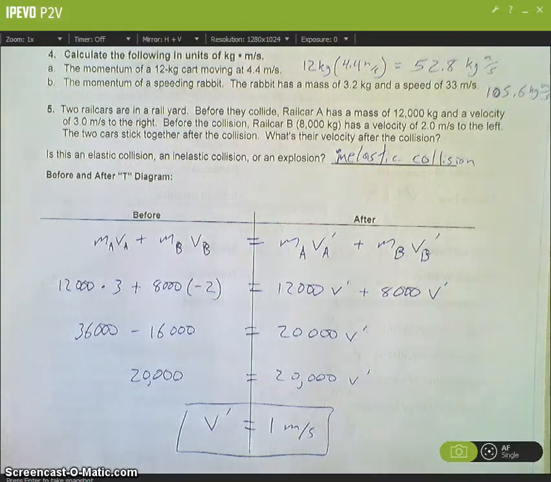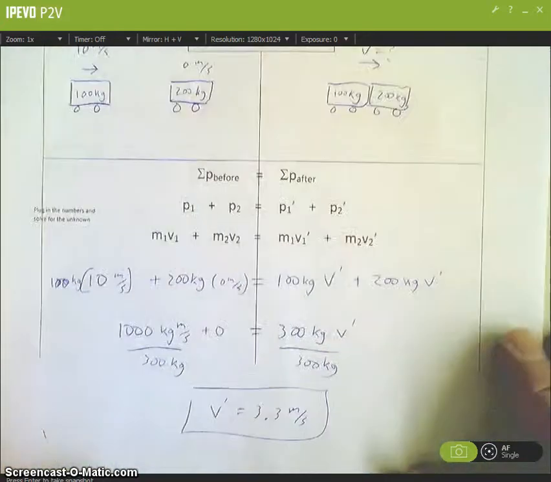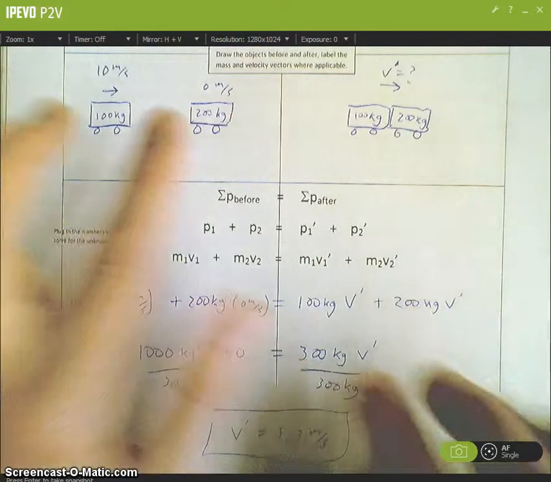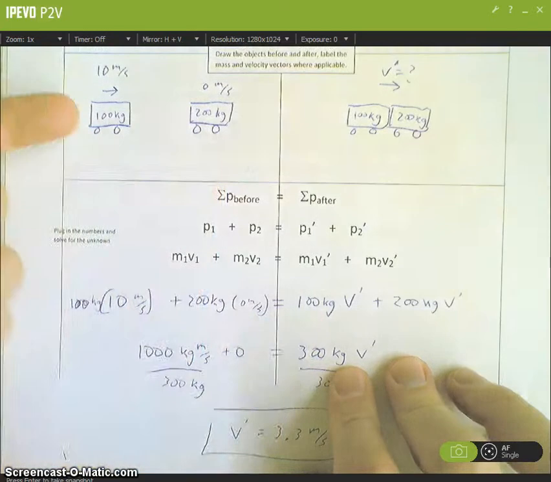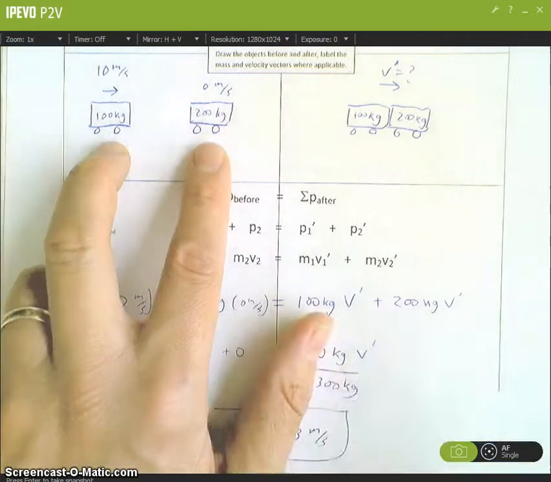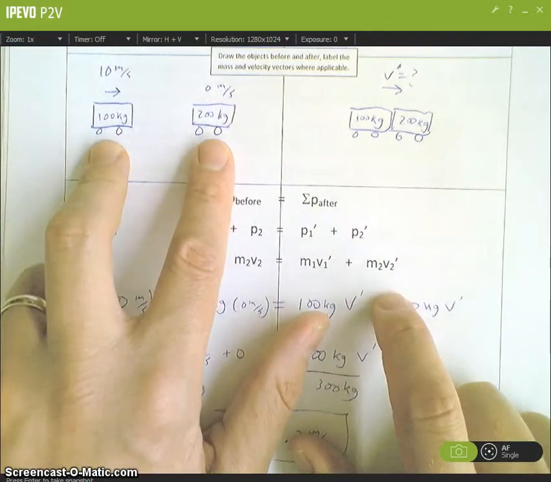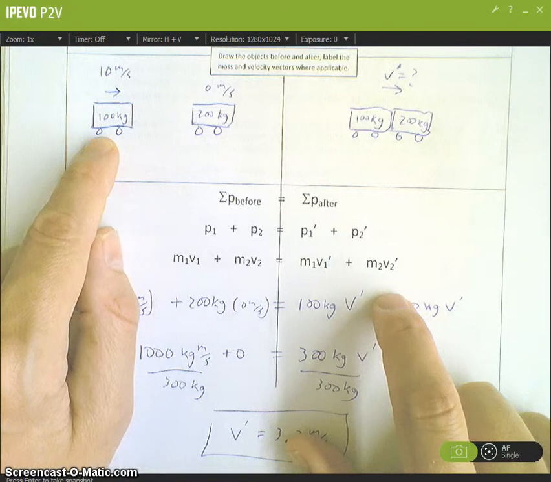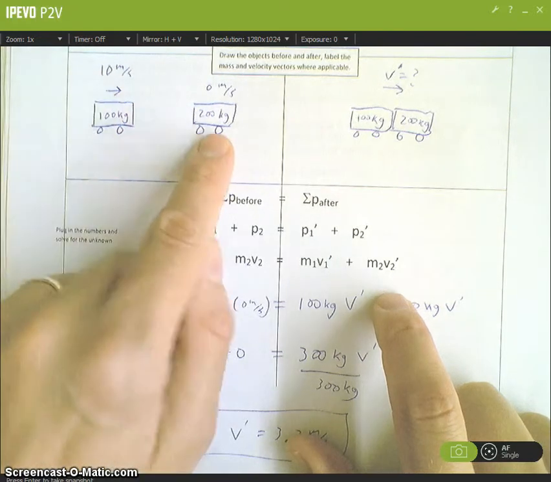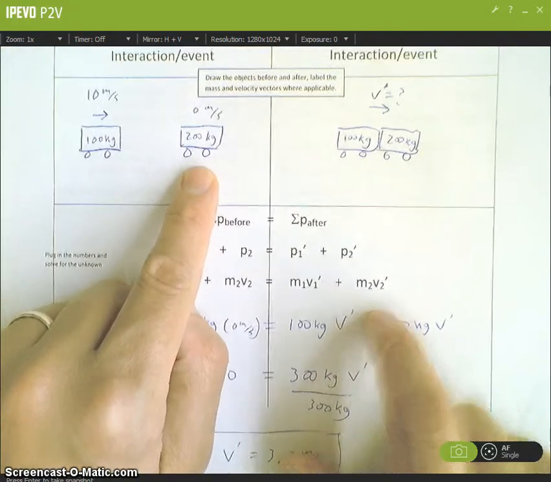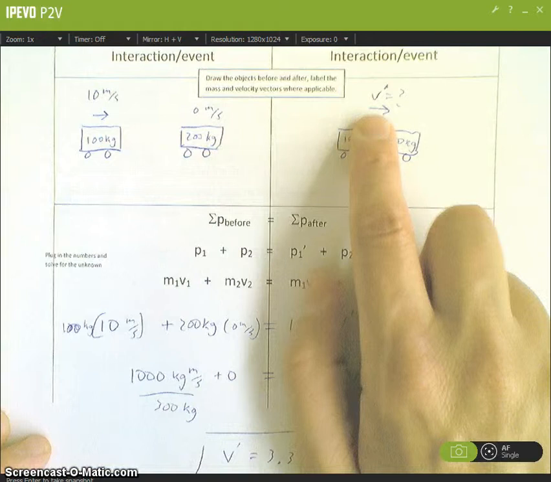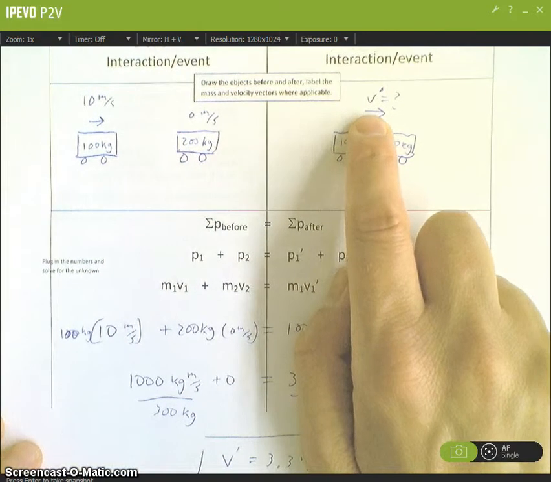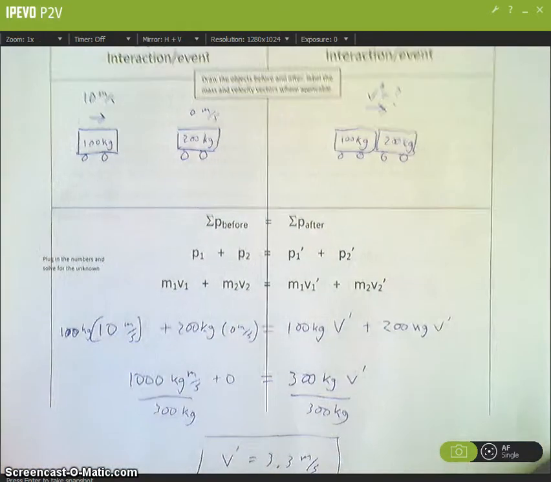Let's look at another problem real quick. We have a railroad car, one's very small cars, well, maybe carts, traveling. One is traveling at 10 meters per second. The other one is stationary. After they collide, they're stuck together. And again, we're solving for that V prime. So we can just do the plug and chug.